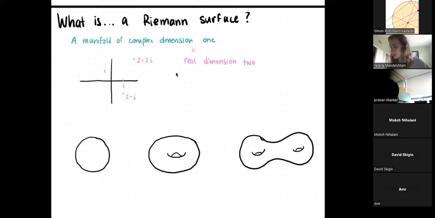And these are, in some sense, your simplest manifolds, or I mean, they are your lowest dimensional manifolds, because often we like to work with complex numbers. So they're your lowest dimensional manifolds that are interesting to study.